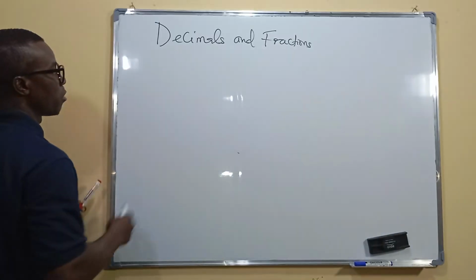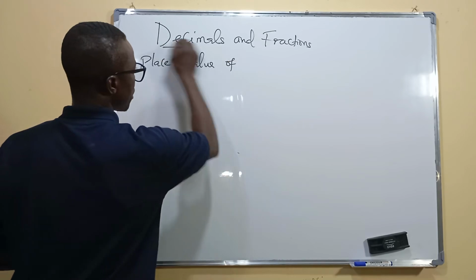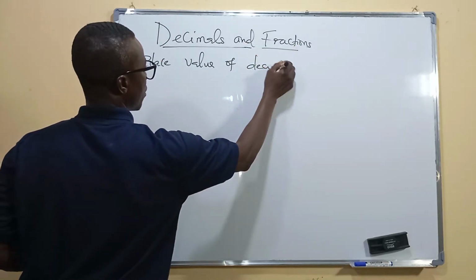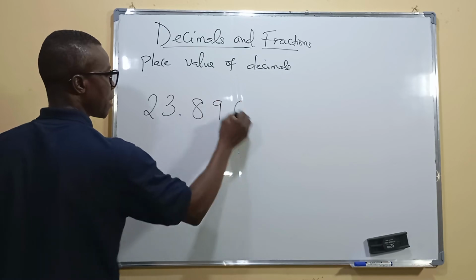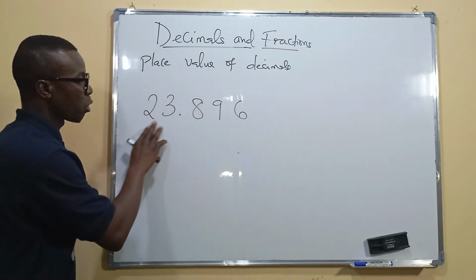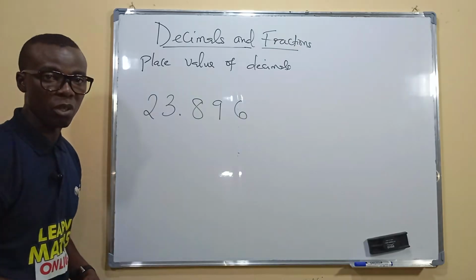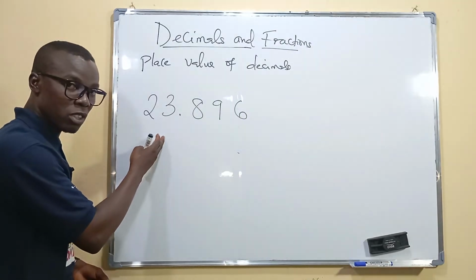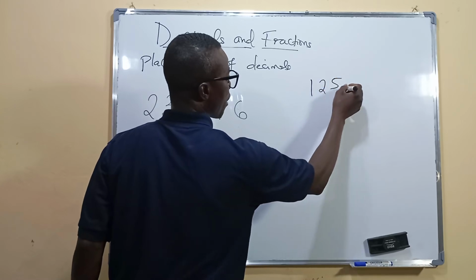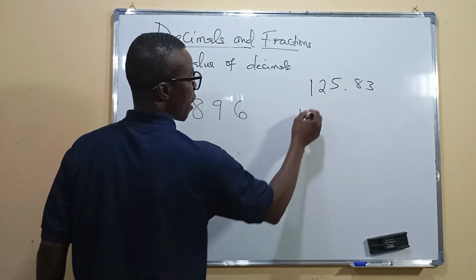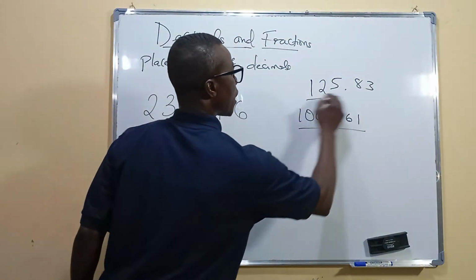Now, that takes us to talking about the place value of decimal numbers. So going back to that example, we have 23.896. Now we'll see that for the whole part, we have two digits here. Of course, we can have so many examples of decimals, not necessarily two digits. We can have more than that. We can have something like this, maybe 125.83. We can have 1000.61. And you can see all these are decimals.